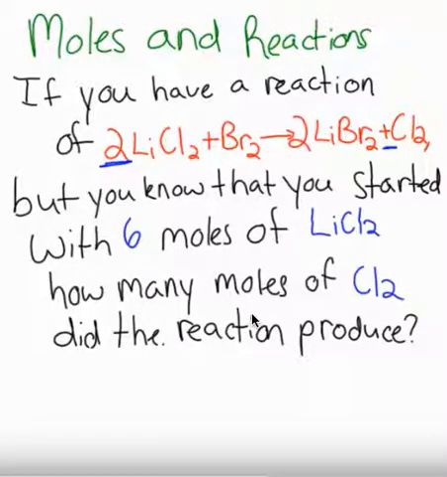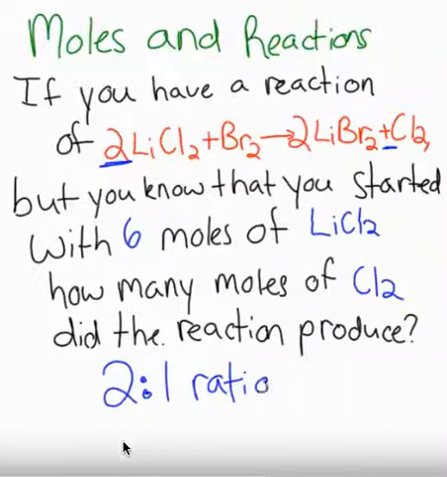Now I already underlined the numbers that we want to look at for this problem. So we have 2 lithium chloride, which represents 6 moles, and we'll talk about that in a second, and 1 chlorine. So we're going to write the ratio of this right down here. So it's a 2 to 1 ratio. So if we have 6 here, what's going to be under the 1? Well, let's take 6 divided by 2.